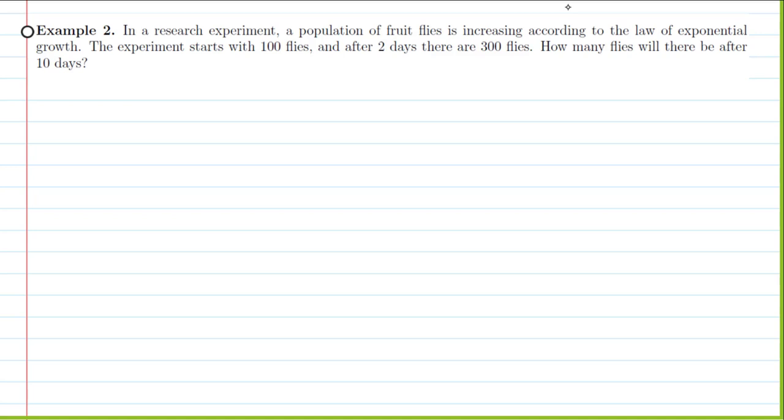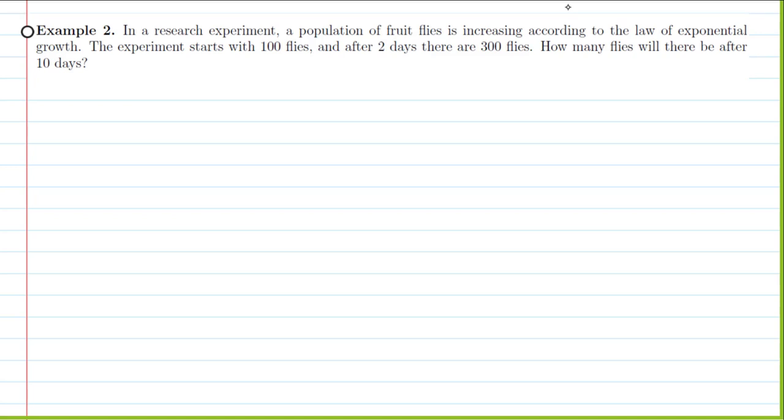All right, so in a research experiment, a population of fruit flies is increasing according to the law of exponential growth. The experiment starts with 100 flies, and after 2 days, there are 300 flies. How many flies will there be after 10 days?